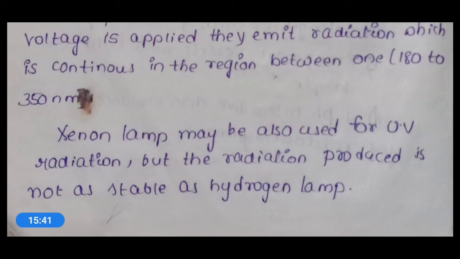Apart from the hydrogen lamp and deuterium lamp, a xenon lamp may also be used for UV radiation, but the radiation produced is not as stable as that of the hydrogen lamp. The UV radiation produced by a hydrogen lamp is very stable when compared to deuterium, and it is the least stable in a xenon lamp. So that's why most probably the hydrogen lamp is used as the source.